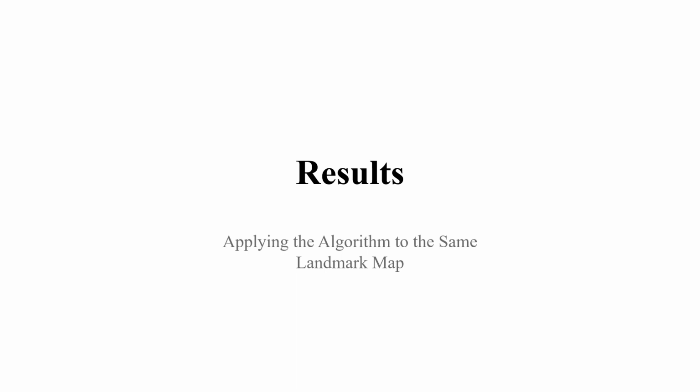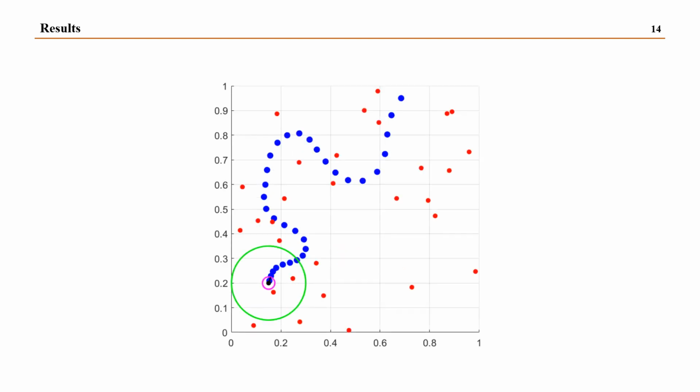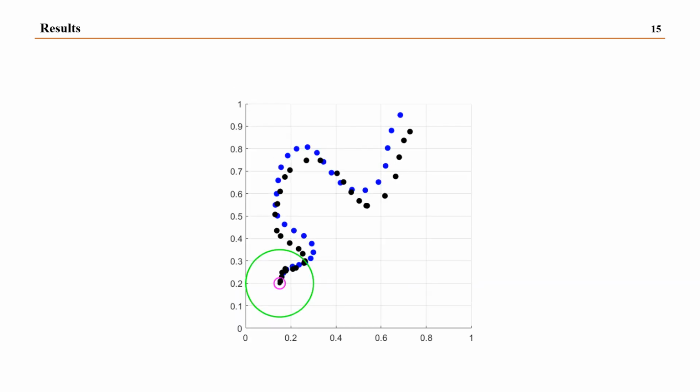Now we will show some of the results of applying this algorithm to the same landmark map as before. So again, this is the map. The red dots are the landmarks. The pink is the robot, green is the sensing range, and this is the nominal path, the blue one. Notice that in this case, the black one is actually the real path, that is due to the noise. The blue one is the nominal path, and the same applies. The robot is the pink, and the sensing range is the green one.